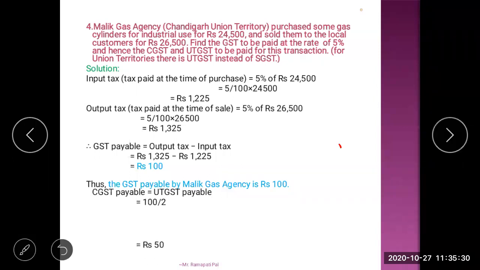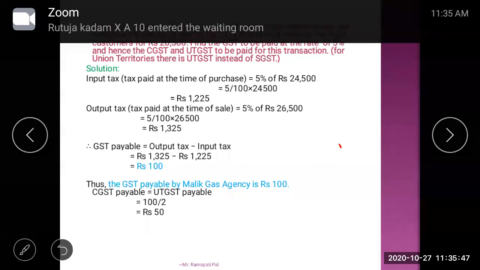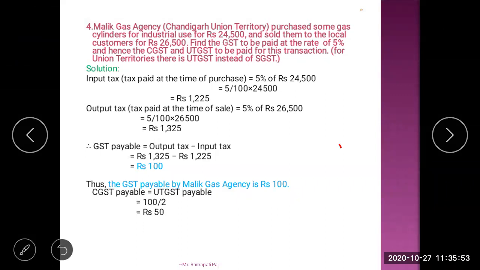Any doubt? इसमें कुछ डाउट है? कैलकुलेशन कैसा है, मल्टीप्लिकेशन कैसा है, ऐसा कुछ डाउट है? नो ना? ओके, गुड. So shall we move to the next question now? Okay, very good.